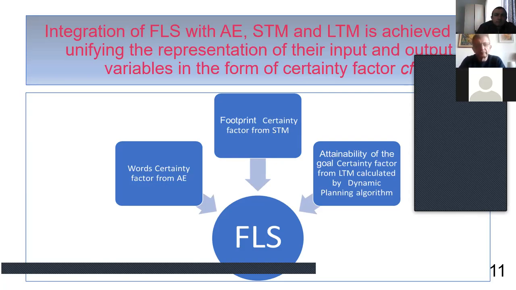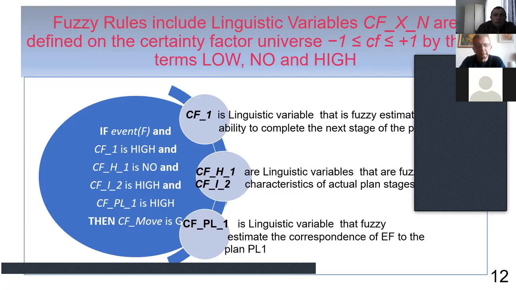Now, integration of the fuzzy logic system with the abstraction engine, short-term memory and long-term memory is achieved by unifying the representation of the input and output variables in the form of a certainty factor, CF, on this slide. In order to use the certainty factor as input numerical variables of the fuzzy logic system, it is necessary to construct traditional linguistic variables and fuzzy rules on them. This slide shows an example of traditional Mamdani fuzzy rules applied for one of our applications.